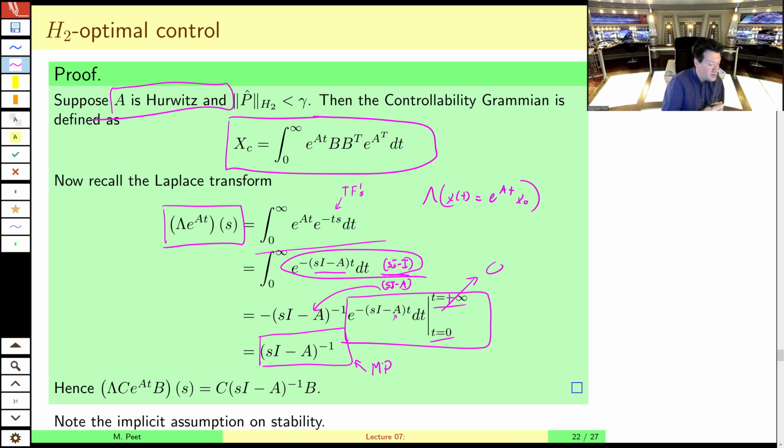And so then we can just add C and B to the left and right side of it because they're constant, and we get that the Laplace transform of this whole term here, Ce to the At B, is just our matrix pencil that we started out with, G of s. Notice, however, that assumption on Hurwitzness. This relationship doesn't work unless the system is known to be stable a priori, in that it has a finite H infinity norm based on that.